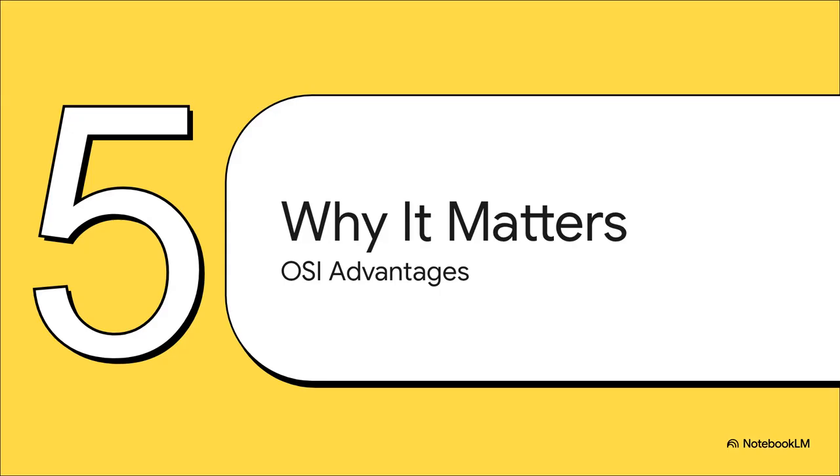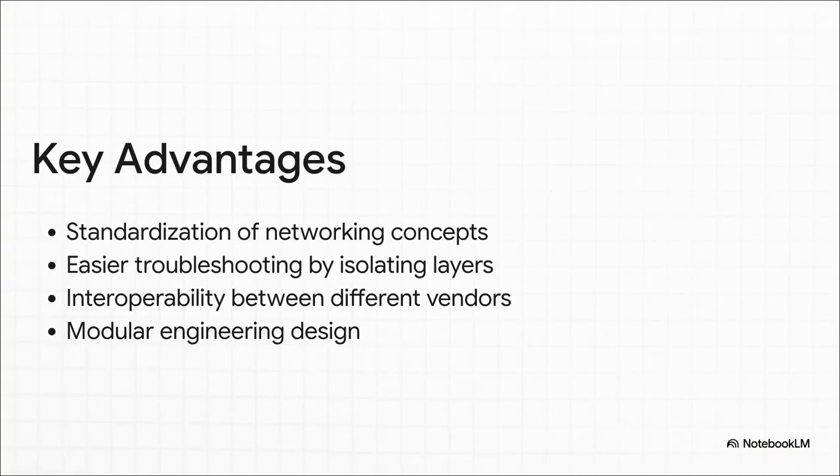Bringing it all together in Section 5, why this model matters. So, the crucial point is, why do IT professionals still rely on this abstract framework? Well, our message flies across that physical layer, then climbs right back up layers 1 through 7 on the recipient's device. It's an incredible journey, and this model gives us 4 massive advantages. First, it provides a standardization of concepts, basically a common language. Second, it makes troubleshooting way easier. You can isolate problems by layer instead of just guessing. Third, it guarantees interoperability between completely different vendors. And fourth, modular engineering design, meaning you can upgrade those physical cables at layer 1 without having to rewrite all your software up at layer 7.